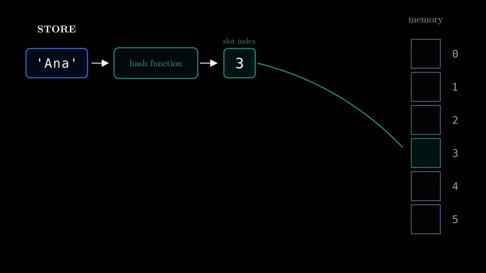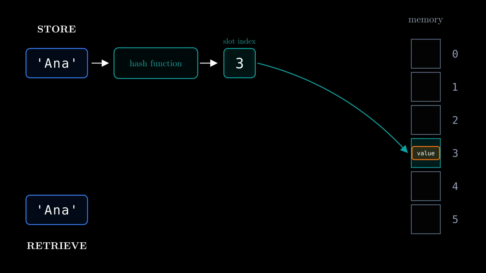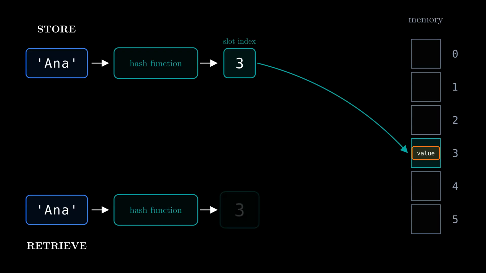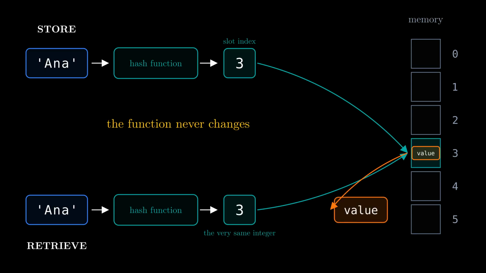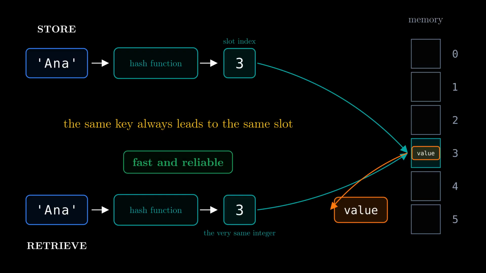Python stores the value at that slot. Later, when you look the key up, Python runs the very same hash function on the very same key, gets the very same integer back, and then jumps straight to that slot to read the value. The function never changes. So a given key always leads to the same location. That is what makes a dictionary lookup fast and reliable.